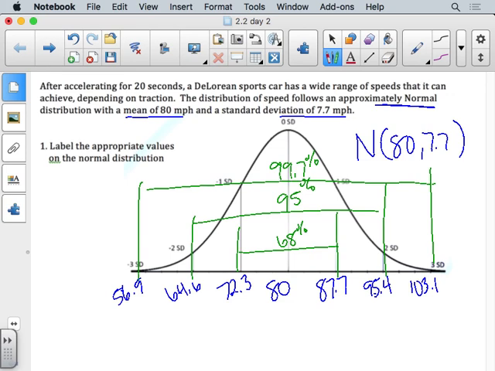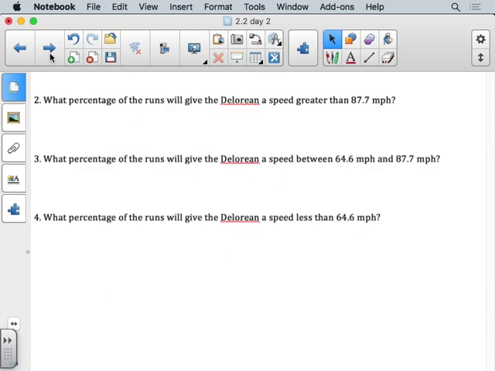But if I'm looking at that, number two, so you're doing it. Number two, what percent of the runs will be greater than 87.7? That was just a question of how many are greater than that one, that one standard deviation. So how much is greater than that one standard deviation?